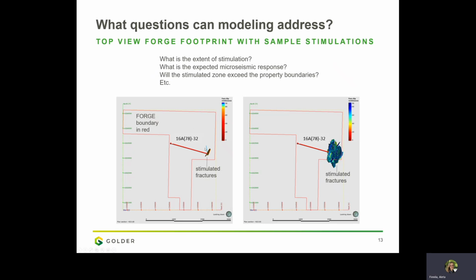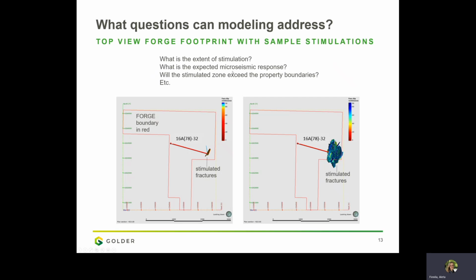In the sense that what we're shown here is a proposed new well 16A, which is vertical in this section and then has a lateral section dipping pretty steeply off to the east here, and would have about a 60 meter open hole toe section here. So you might ask the question, if we stimulated at the toe here, how far would that stimulation extend, and will we perhaps exceed the borders of our Forge footprint? And can we answer that question with one DFN realization, or do we have to care about the particular stochastic realization you've created given your particular random number seed?